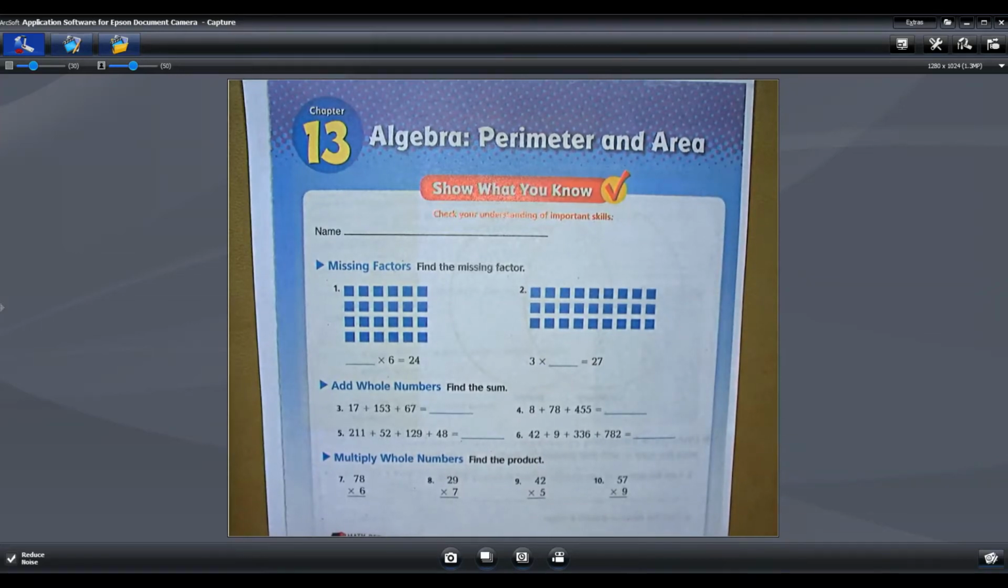Hey guys, so we're starting off chapter 13 now. We just tested chapter 12 about measurement, and now chapter 13 is area and perimeter, as you can see.